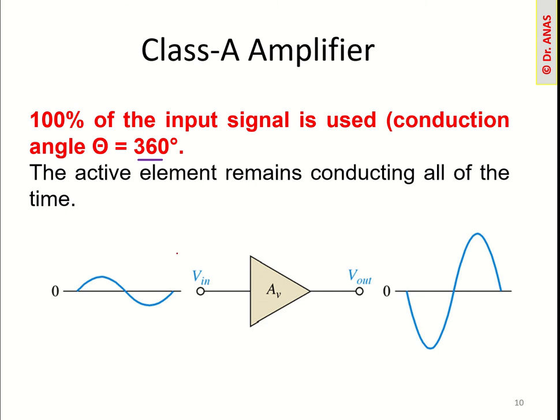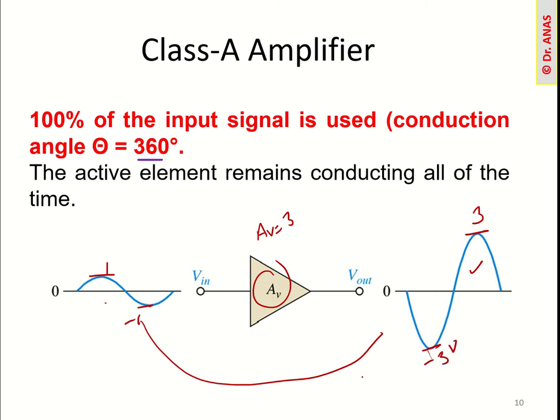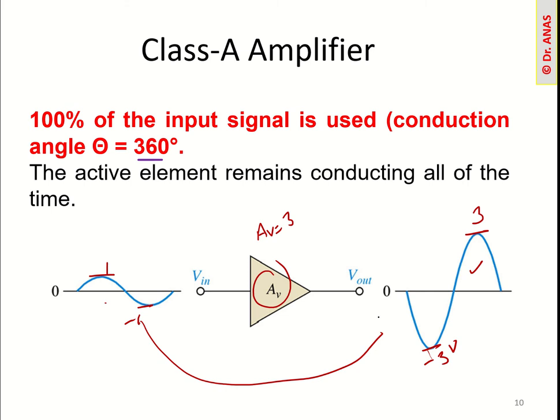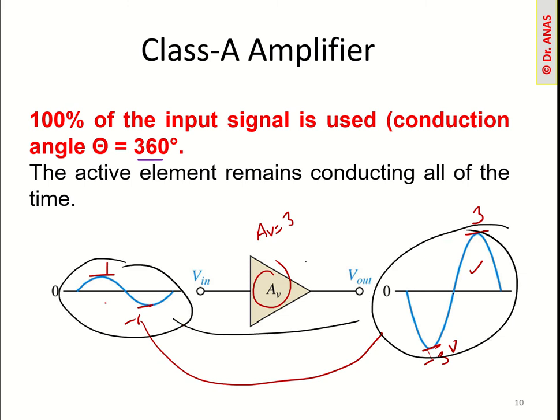A class A amplifier is an amplifier in which we get the 100% output signal for the input. For example, if this is my input and the amplifier gain is 3, then for 1 volt and minus 1 volt, I will get 3 volt and minus 3 volt after amplification. If you are supplying the complete input, we get the complete output signal. There is no truncation.